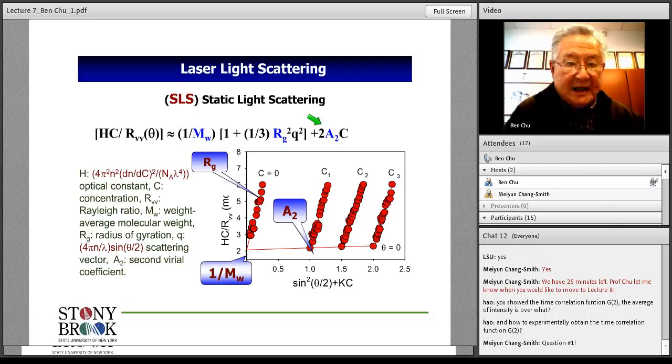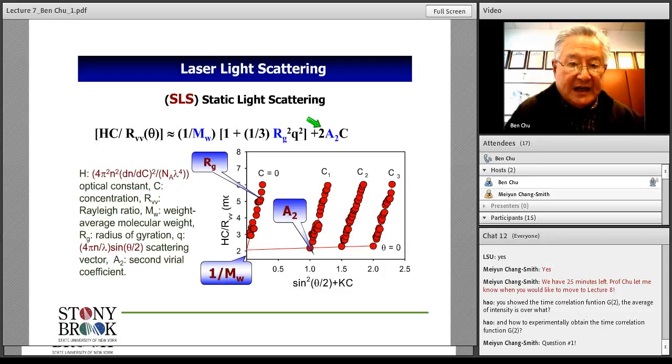One is the basic, how big, how heavy, the weight average molecular weight. The second is coming from the interference effect, and the third is coming from interactions between the particles in the virial expansion. The first term is the second virial coefficient.